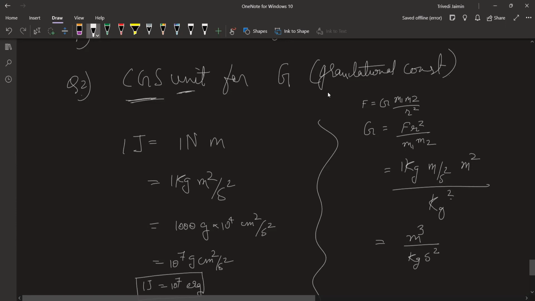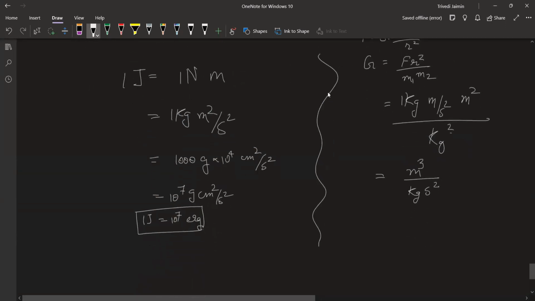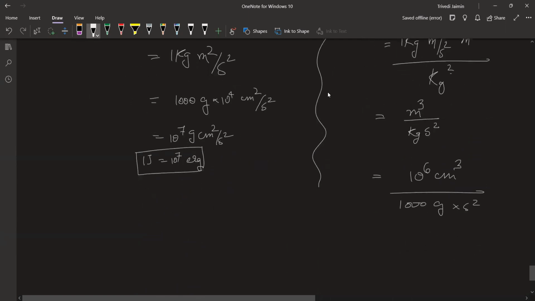Okay. And then now, since it's meters cube, we need to change it to centimeters. 10 to the power 6 centimeter cube. Yeah, and we can convert this. This is 10 to the power 6 centimeter cube, then 1,000 grams into seconds. That means you would get 10 to the power 3 centimeter cube per gram second square remaining.